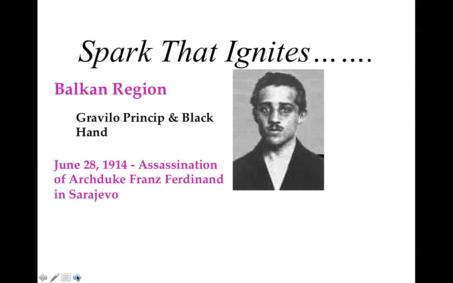And so in 1914, Gavrilo Princip assassinates Archduke Franz Ferdinand, who is going to be the crowned king of the Austro-Hungarian Empire. He assassinates him in the capital of Bosnia, Sarajevo.